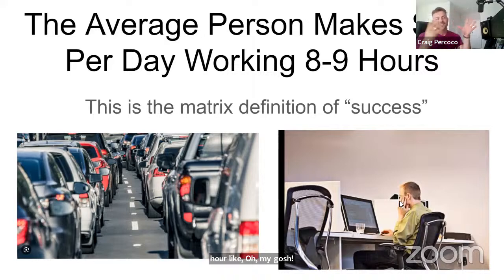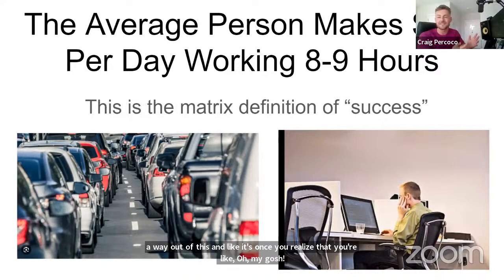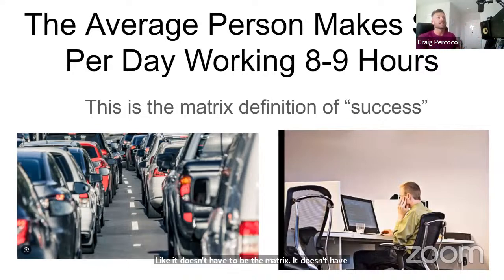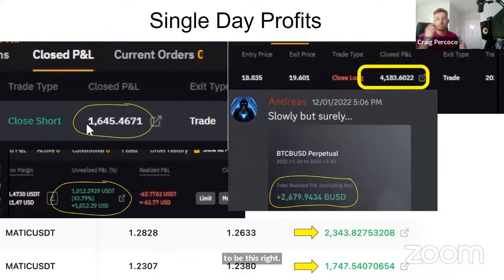Sitting in a confined area, these are things that of course are very respectable. It's stuff that we have to do, but there is a way out of this. Once you realize that, you're like, oh my gosh, it doesn't have to be the Matrix. It doesn't have to be this, right? But this is the reality for most people.